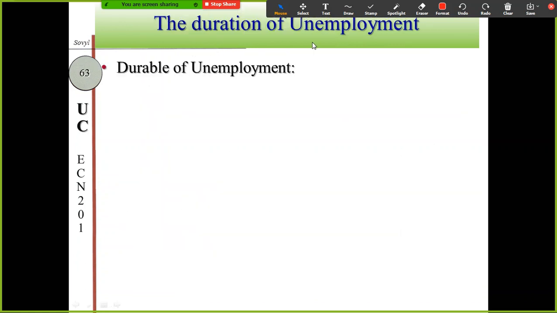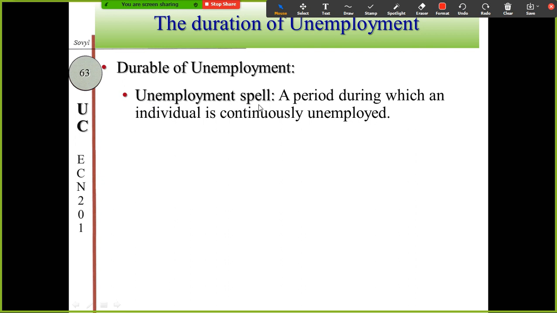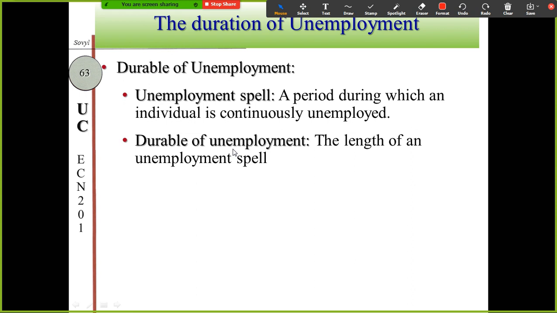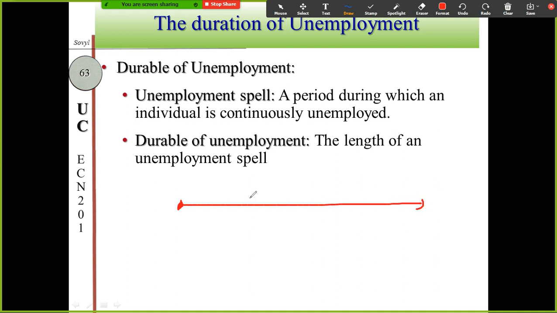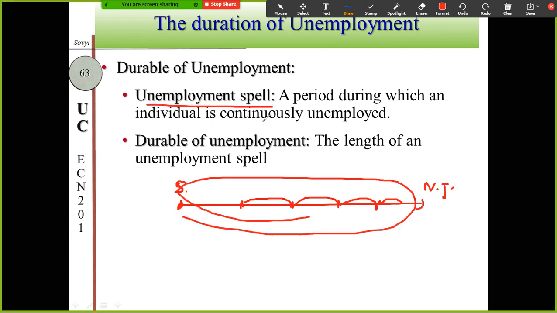Okay, duration of unemployment. First, the unemployment spell. An unemployment spell refers to the period during which a person is continuously unemployed. It is the period of time that one person continues to be unemployed, from when they start being unemployed until they get a new job. Sometimes one month ends and they continue to be unemployed, one week ends and they continue to be unemployed. That's why this is called an unemployment spell. So duration of unemployment is the length of an unemployment spell.